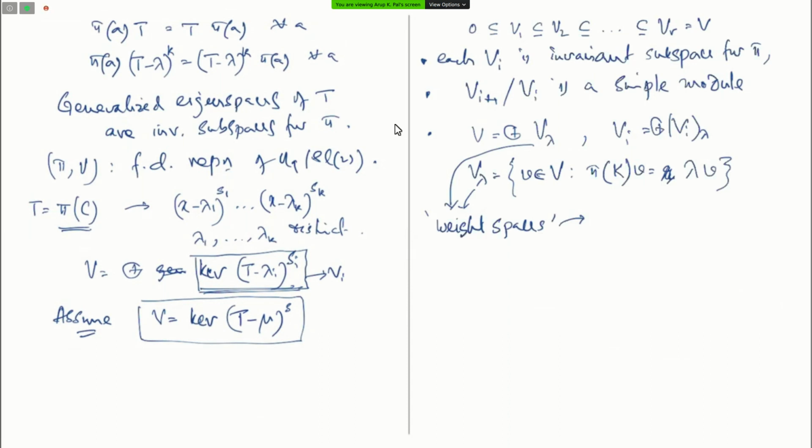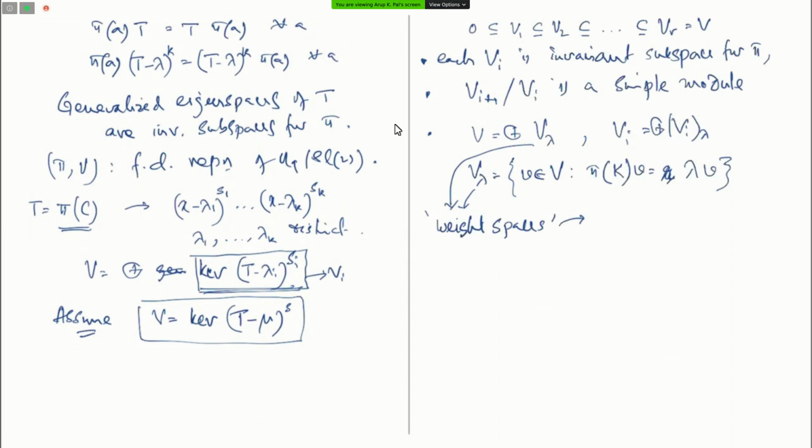But still, these V lambda are invariant with respect to pi K. Yes, but not for the representation. But still, they are useful in analyzing the representation.